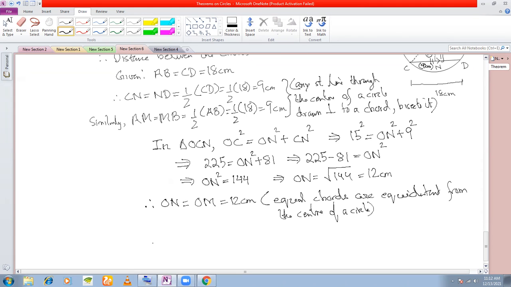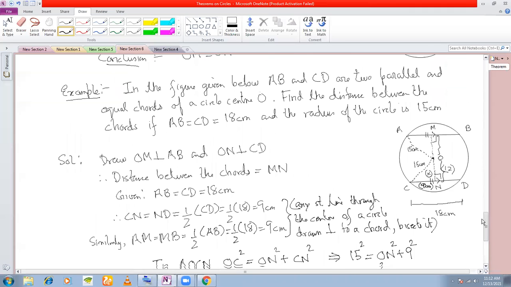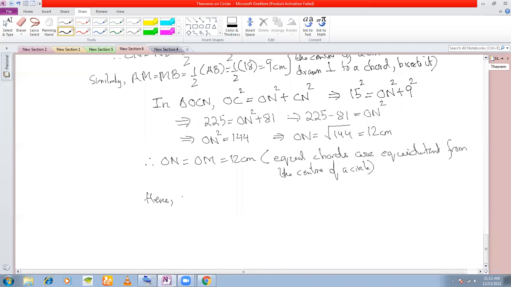Therefore, what is the distance between the chords? Hence, distance between the chords, as I told you, was MN, right? MN is equal to ON plus OM, which is equal to 24. Hence, distance between the chords is equal to OM plus ON, 12 plus 12, 24 centimeters. Clear with this? Any question?